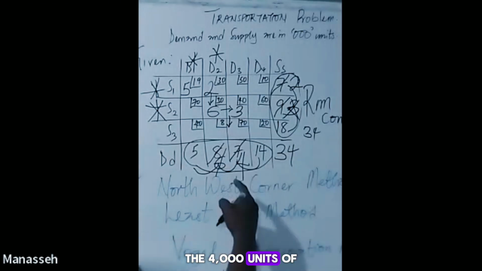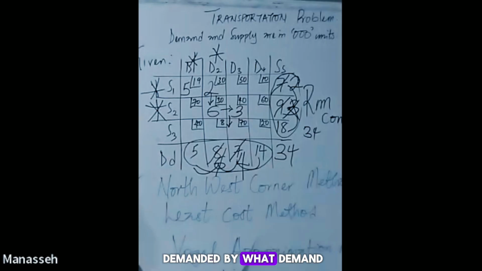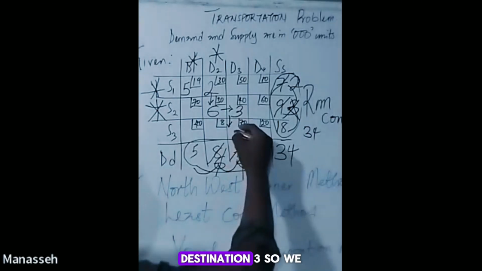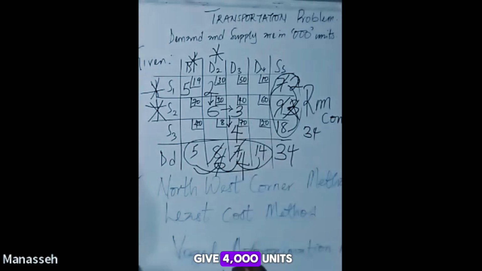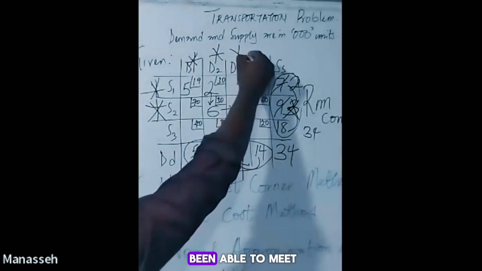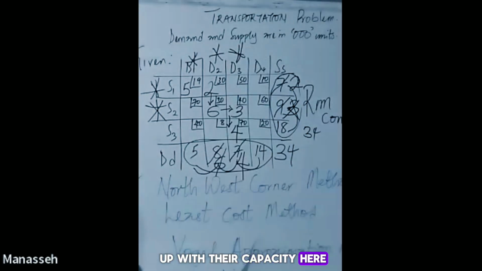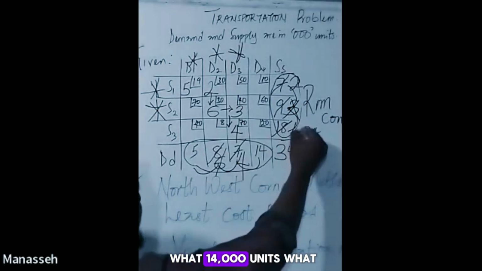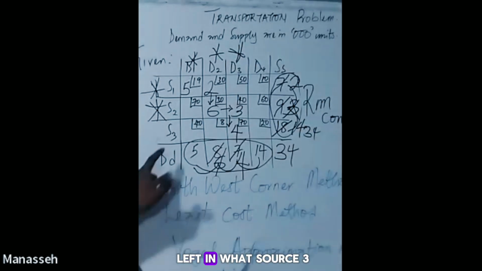The 4,000 units of product demanded by destination 3. So we give 4,000 units. It means we have been able to meet up with their capacity here, but there are still 14,000 units left in source 3.